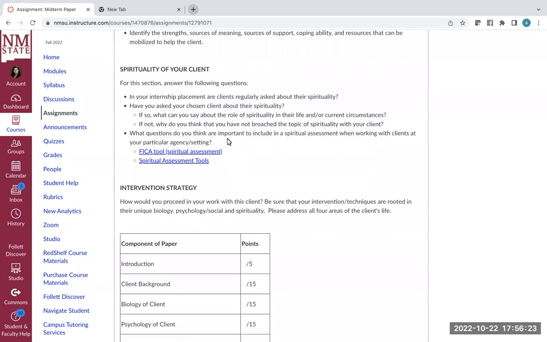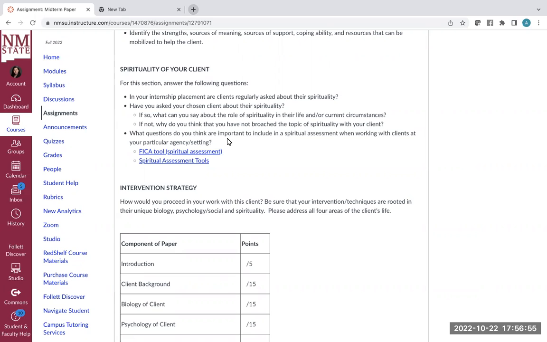And finally, with the spirituality, some of you are asking what to do if you don't know much about this aspect of your client. You can use some of the questions that are mentioned in the assessment tools to discuss how these tools can help you better assess your client's spirituality, or you can also make up some of the information about your client's spirituality.